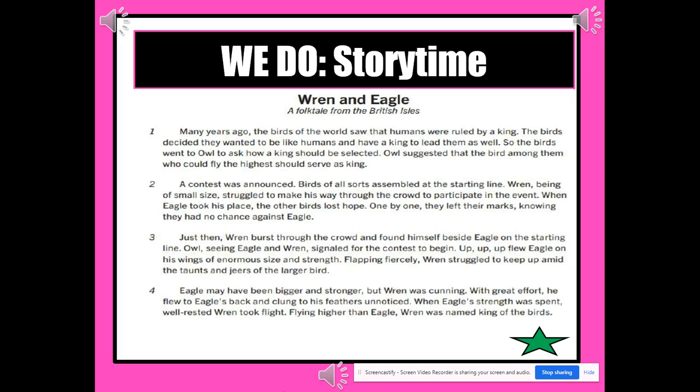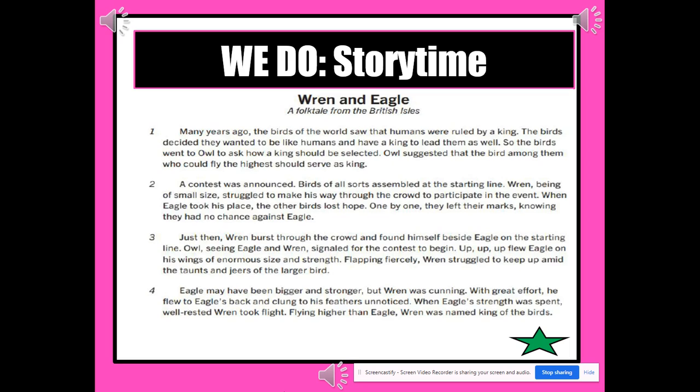Many years ago, the birds of the world saw that humans were ruled by a king. The birds decided they wanted to be like humans and have a king to lead them as well. So the birds went to Owl to ask how a king should be selected. Owl suggested that the bird among them who could fly the highest should serve as king. A contest was announced. Birds of all sorts assembled at the starting line.